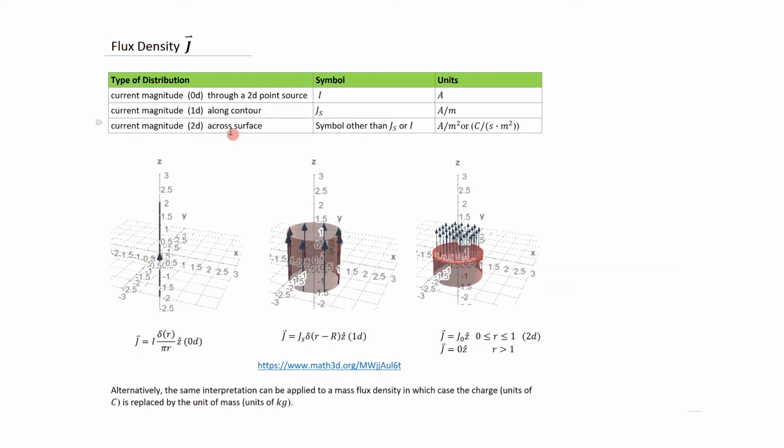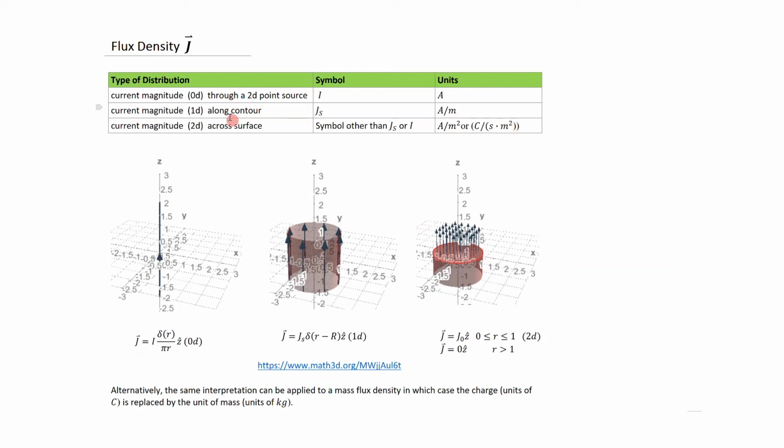On the other hand, if the current is flowing through the surface as a whole, then the symbol that's used is something other than J_S or I. It might be a function of a distance. It could be constant, in which case it would be given some label, but it would not be either I or J_S, to make it distinct from the case of a filament source as well as a source on a contour. In the case of a 2D source, through a surface, the units are amps per meter squared, or can also be written as coulombs per second per meter squared.